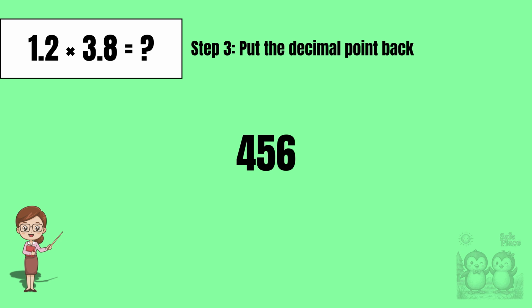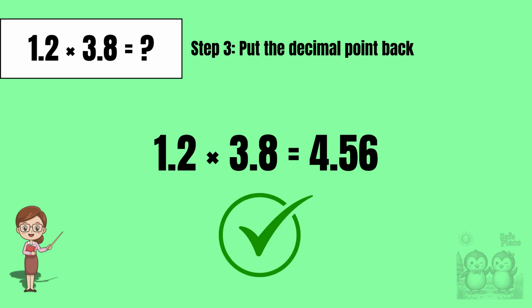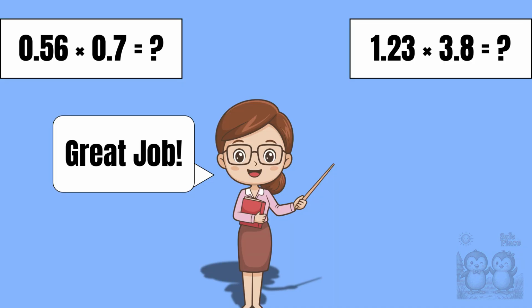Now we take our answer, 456, and move the decimal point 2 places to the left. 456 becomes 4.56. So the final answer is 4.56. Great job, everyone! Now you know how to multiply decimals step by step.